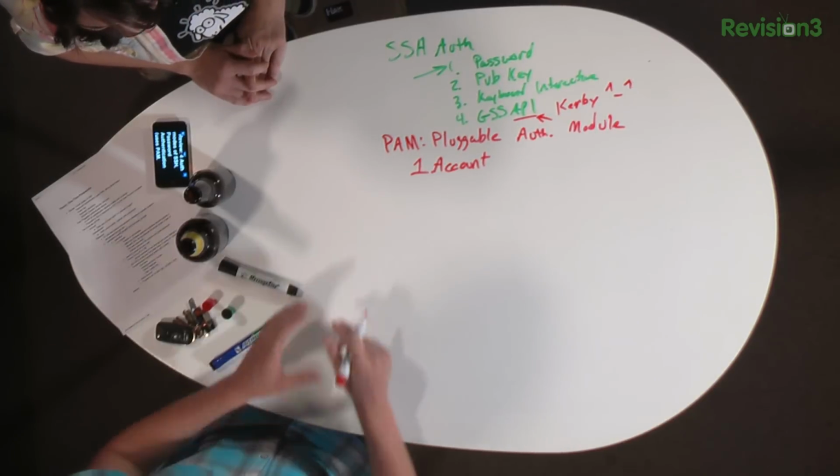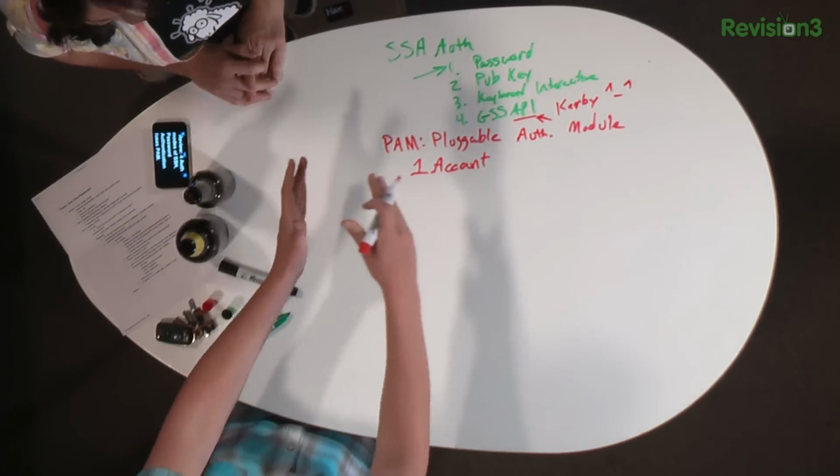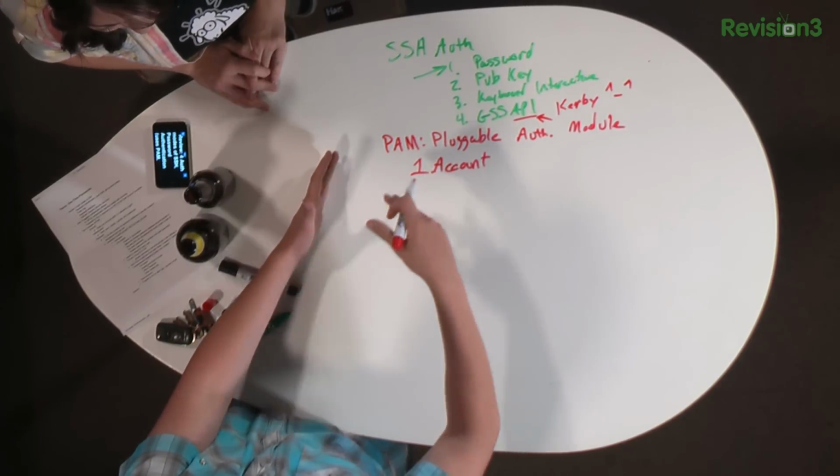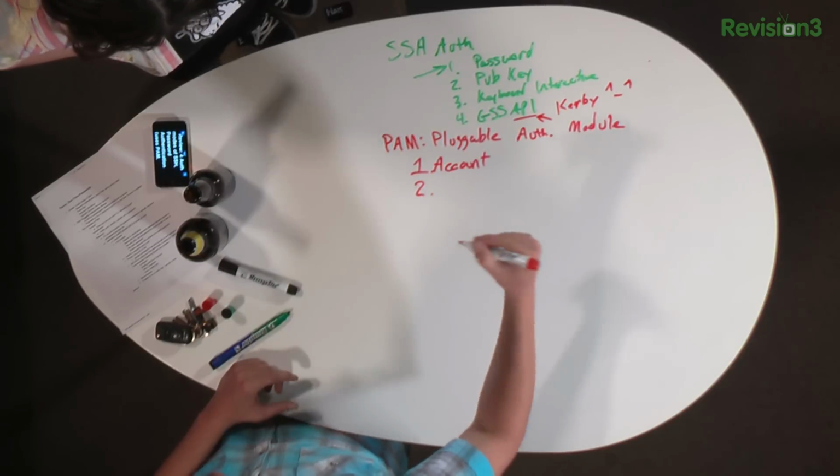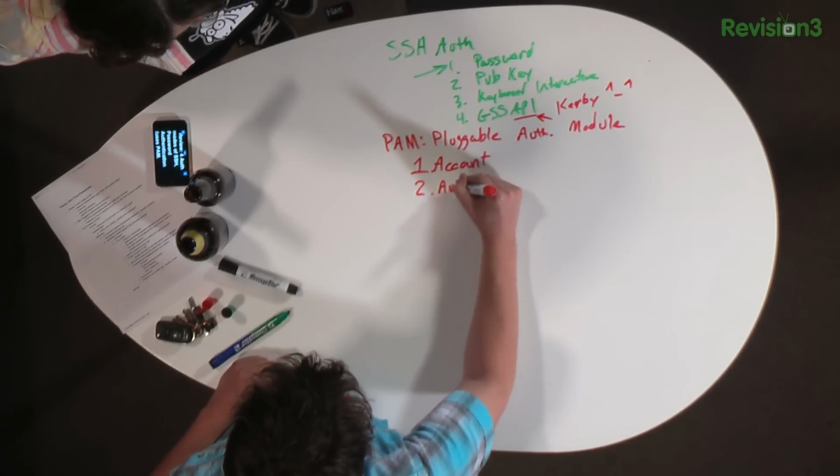Anyway, we could do some machinima later. But yeah, the account module of PAM is really just saying, okay, who are you? Do you have access to be here? Are you allowed to even be accessing this system? So it's responsible for just checking out that user. Right.